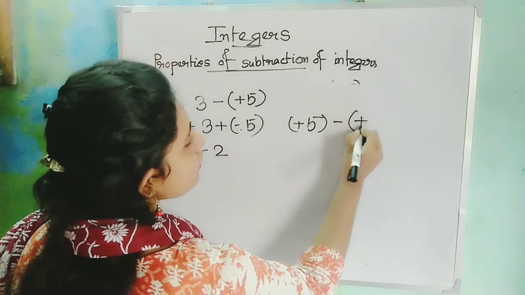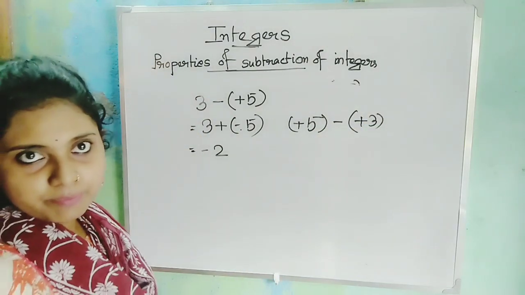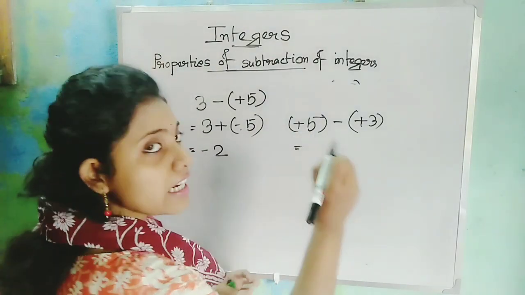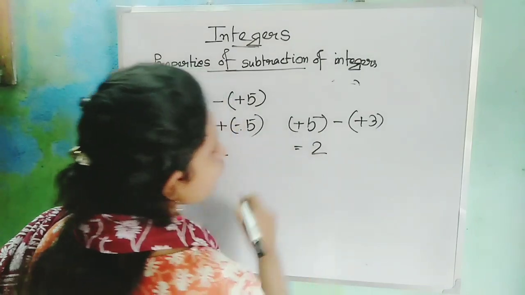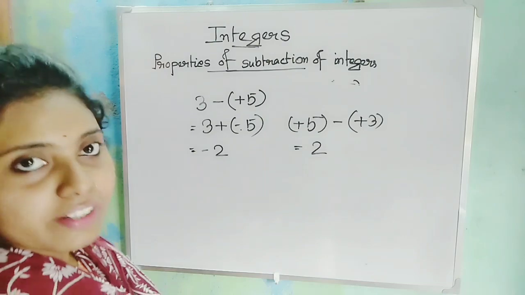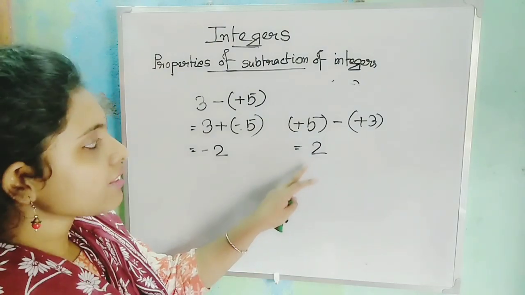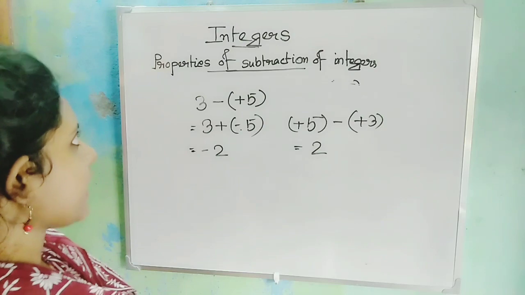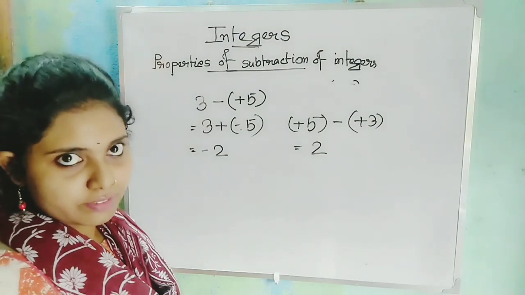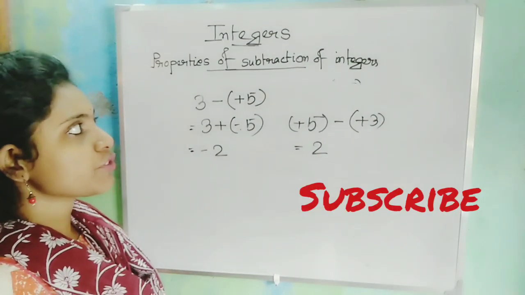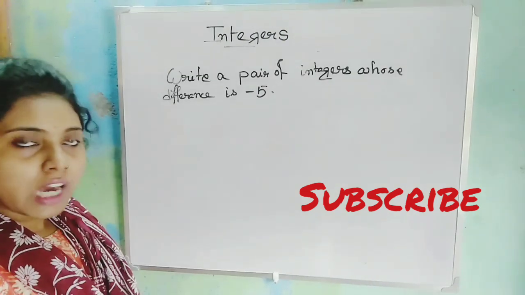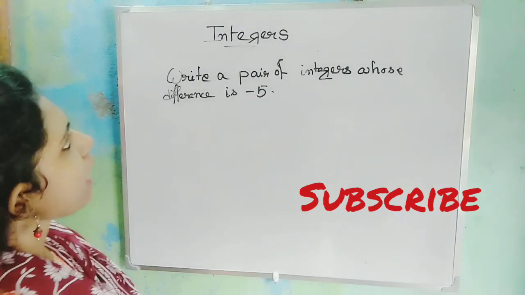Again, plus 5 minus plus 3. 3 means plus 3. See, here 5 minus 3, so 2 and the sign will be plus. So these two are not the same. This is minus 2 and this is plus 2. So we can say that the commutative property does not hold on subtraction of integers. Similarly, integers are not associative on the subtraction of integers. You can check it.